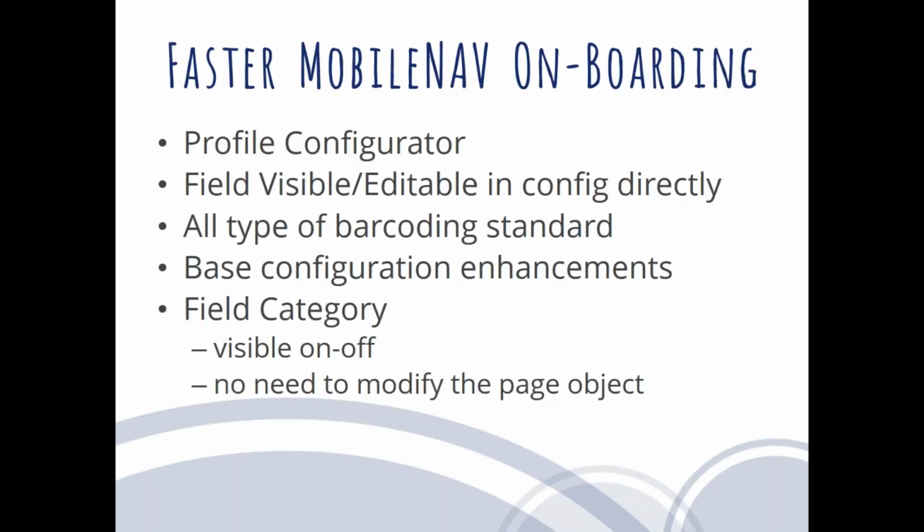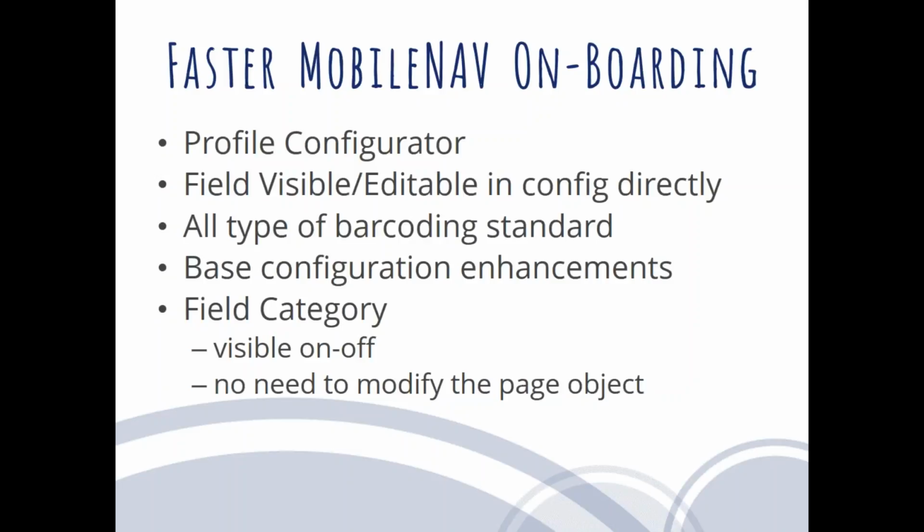There are certain options for field category, like bin code, location code, variant code, serial number, lot number, etc. So we have introduced a couple of what we call field categories, which is an option, and it is set across the configuration. So in each and every case where you find a bin code in the MobileNAV configuration, it is set with field category bin code.